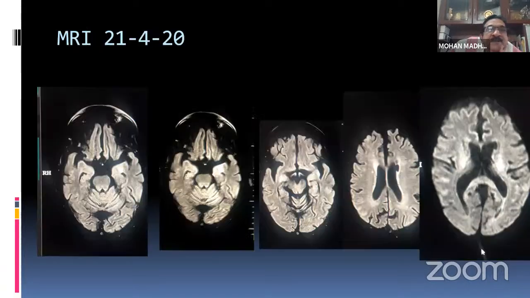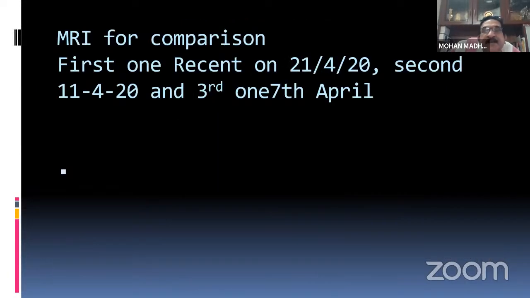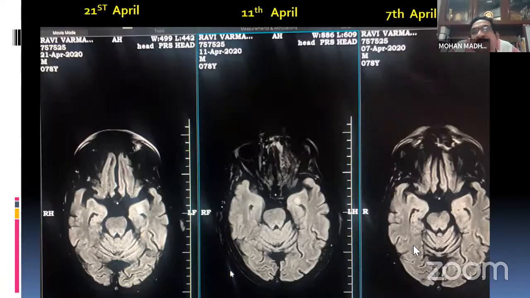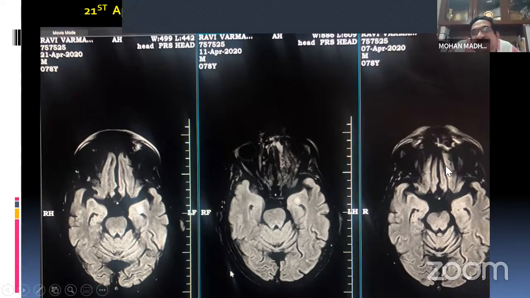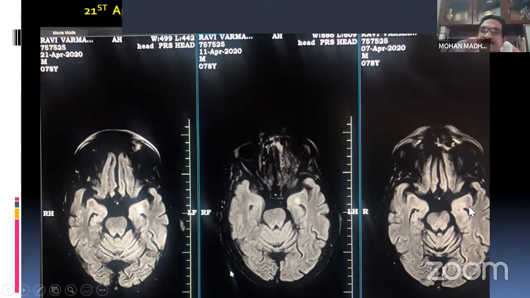The MRI was repeated. The third MRI showed findings similar to that, but less than before. Now, these are the three MRIs being compared. The first one on the right was done on the seventh, the first one here. The third one is here. The second is the 11th one, the last one on the left-hand side. So you can see the first MRI was normal. In the second, some hyperintensity. In the third MRI, the hyperintensity slightly increased.